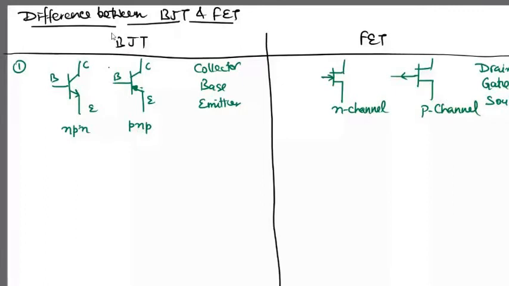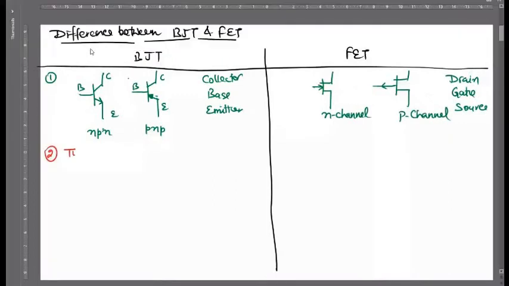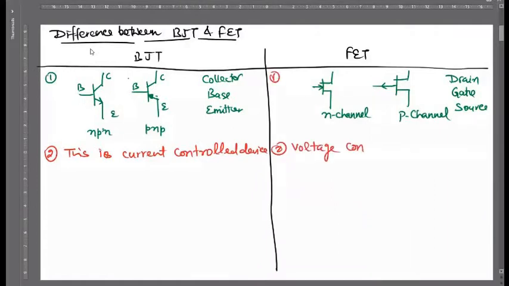Second one: this is a current control device. This is a voltage control device. Many times this question was asked in different PSUs: which one is the current control device, BJT or FET? Which one is the voltage control device?